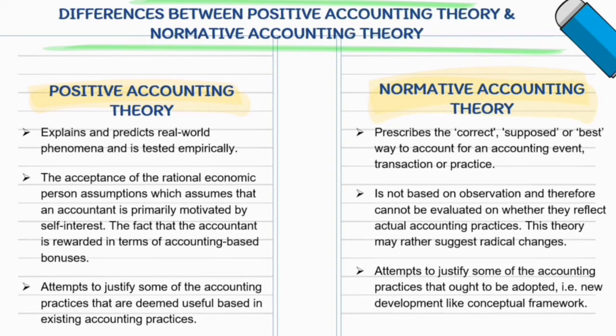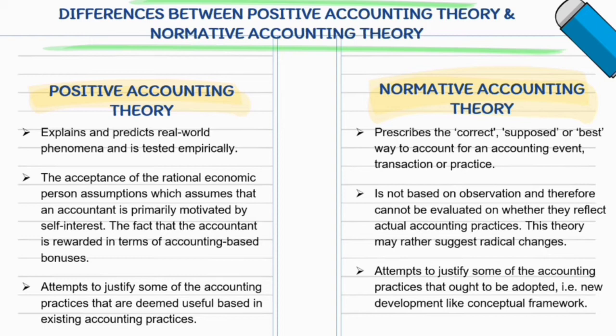The differences between positive accounting theory and normative accounting theory. For positive accounting theory, the theory explains and predicts real-world phenomena and is tested empirically. In the 1950s, positive accounting theory was developed through some form of deductive or logical reasoning, while for normative accounting theory, the theory prescribes the correct, supposed or best way to account for an accounting event, transaction or practice.